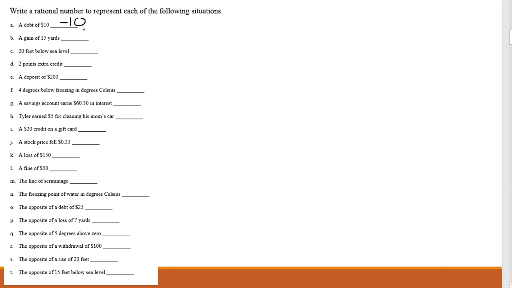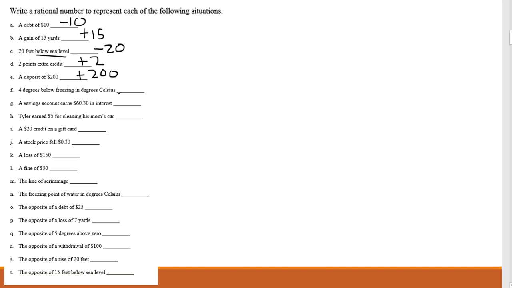A gain of 15 yards would be positive 15. 20 feet below sea level. Remember, below sea level is represented by a negative integer, so the integer for that would be negative 20. 2 points extra credit would be a positive 2. A deposit of $200. Remember, depositing money is represented by a positive integer.